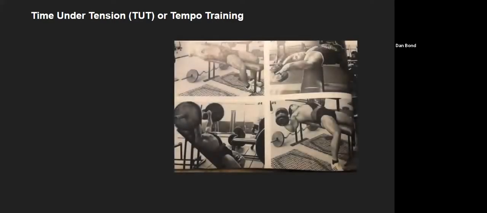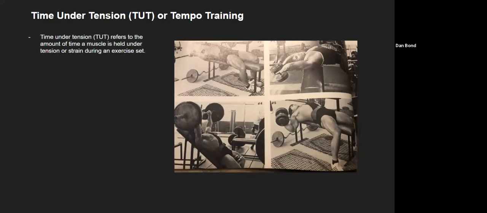This is another principle now, okay? So time under tension, or what we call tempo training. This is not going to be too long, but we will go over this. There's some old school bodybuilding images, I like old school bodybuilding images. Time under tension refers to the amount of time a muscle is held under tension or strain during an exercise set, okay? You might have seen it on the board sometimes.